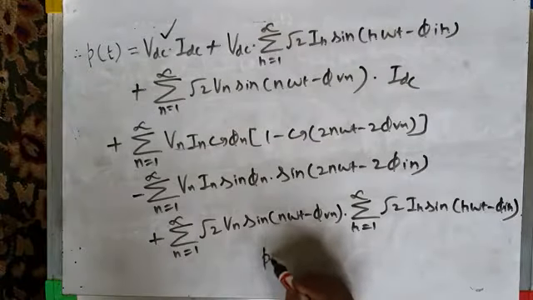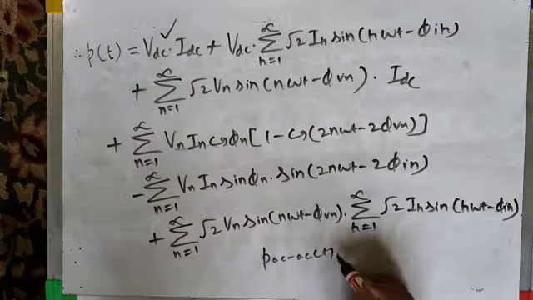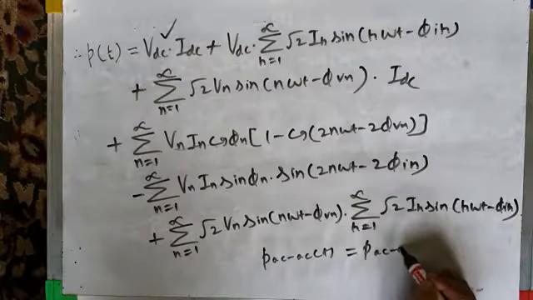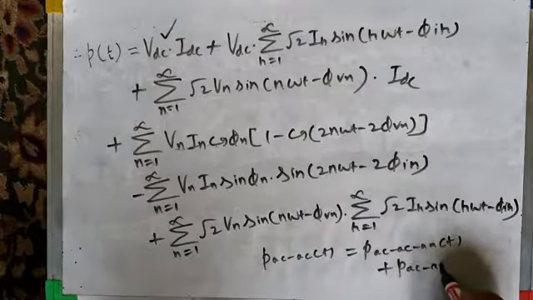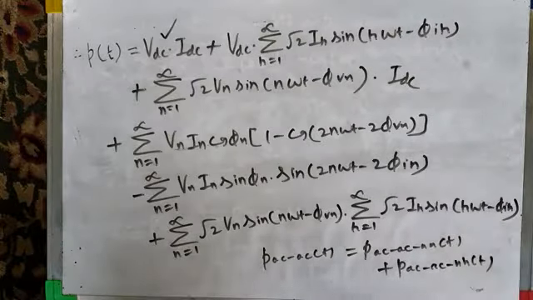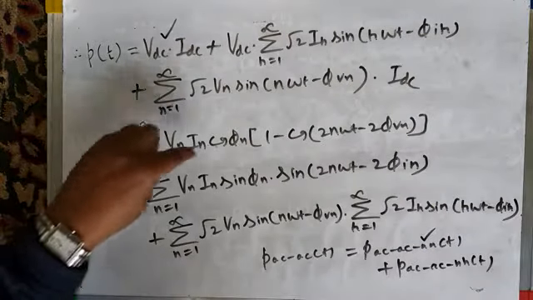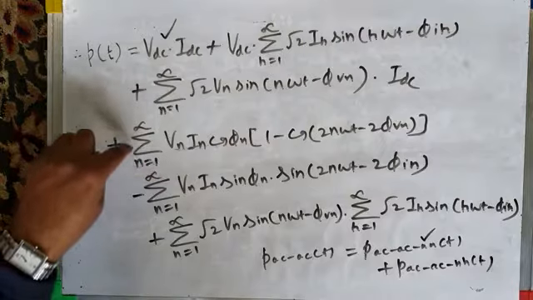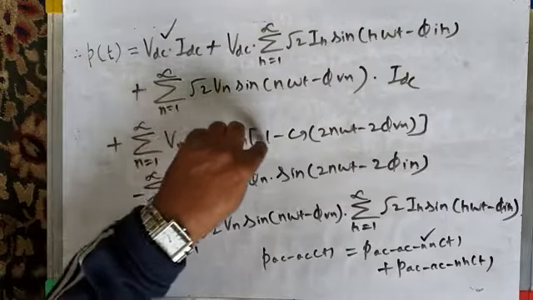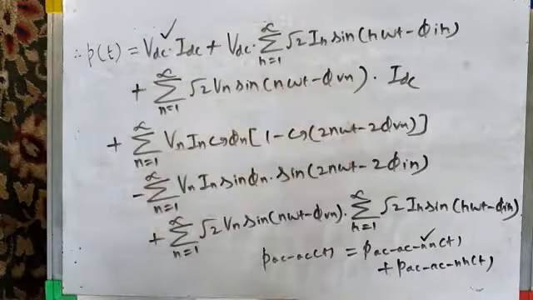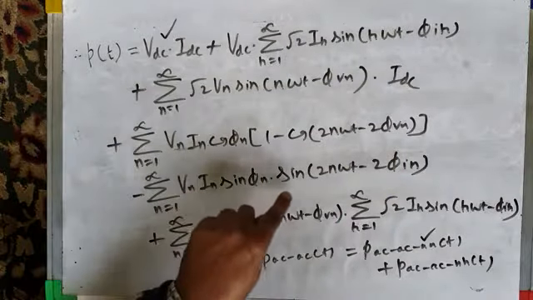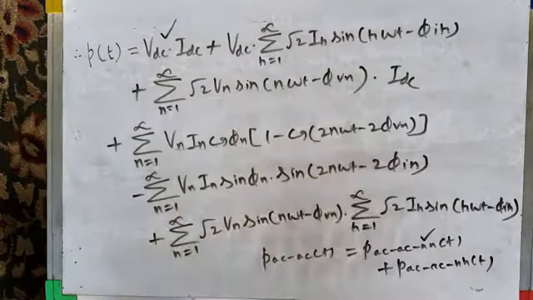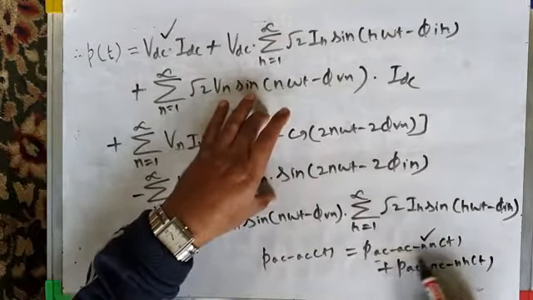Now that is PAC AC, and you already know that we have split it into PAC AC NNT plus PAC AC HT. The first power term is because of interaction of similar frequency components, and it has two terms: summation n equal to 1 to infinity Vn In cos phi n times (1 minus cos(2n omega t minus 2 phi Vn)) minus summation n equal to 1 to infinity Vn In sin phi n sin(2n omega t minus 2 phi n). So this is this term PAC AC NNT.